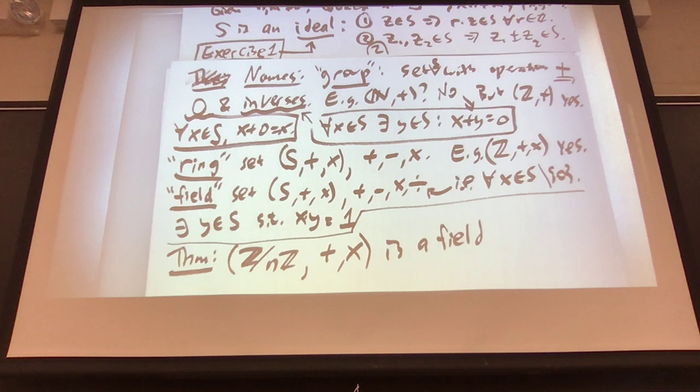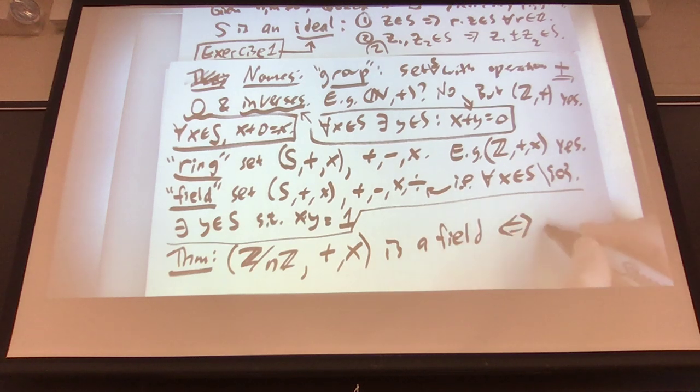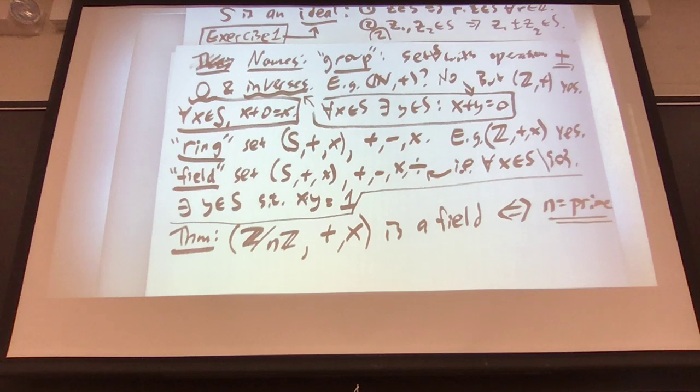What's that? Z mod 4 is going to have trouble being a field. Z mod 6 is going to have trouble being a field. Z mod n is a field if and only if n is prime. These are called the finite fields.